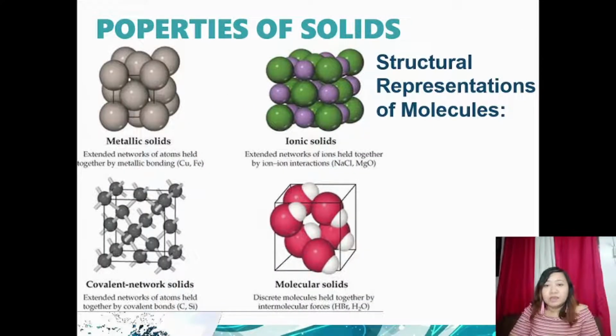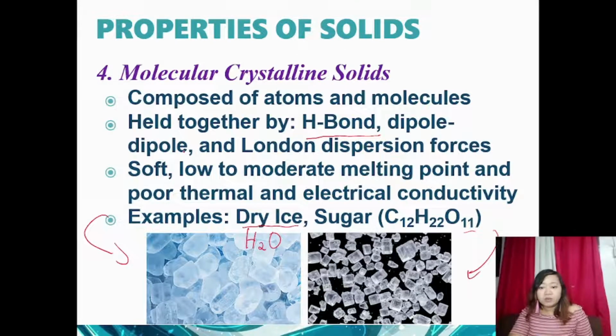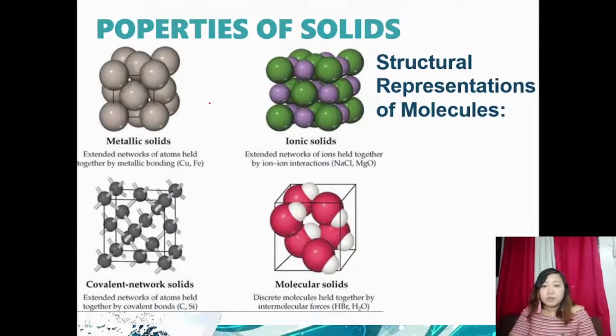So this is the structure representations of these solids in terms of pictures. This is a metallic solid. We have here the arrangement of positive and negative charges in ionic solids. Again, the components are ions. In the case of metallic solids, the components are metals.